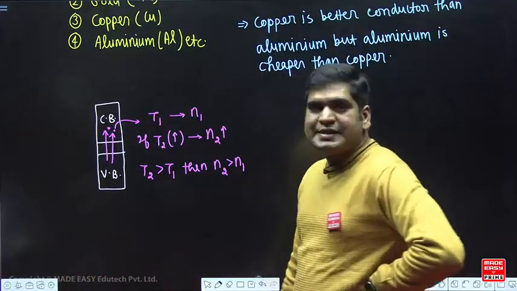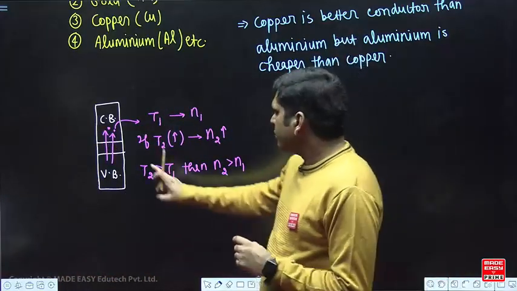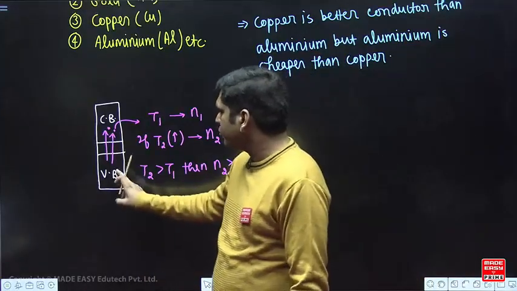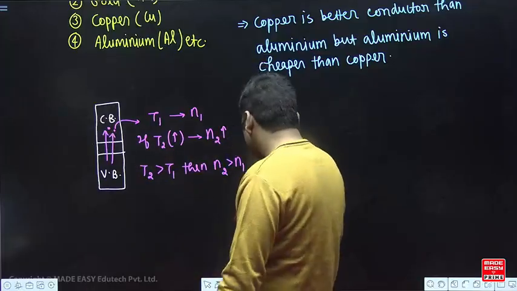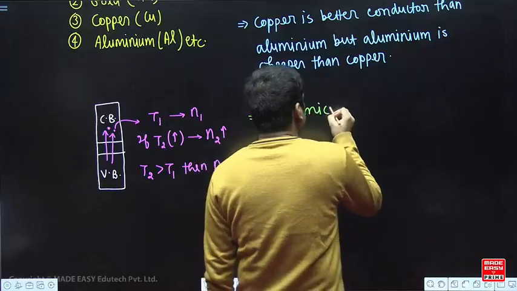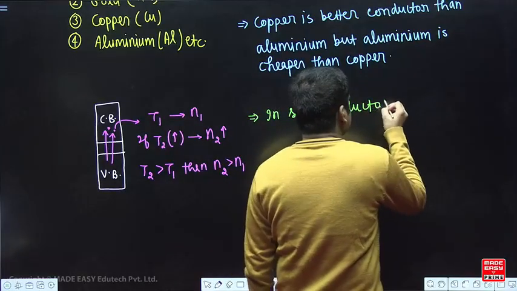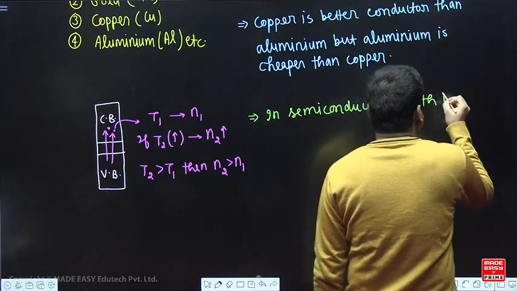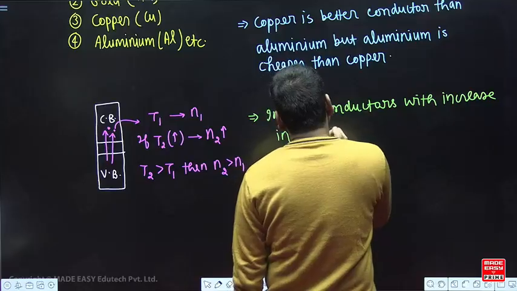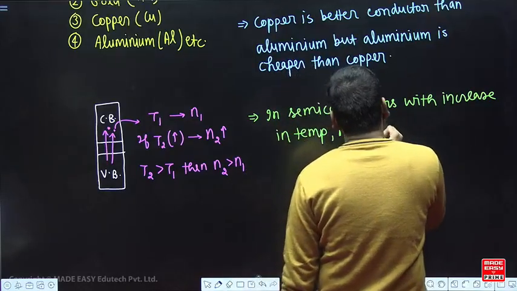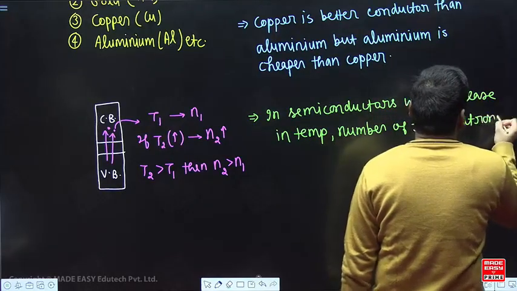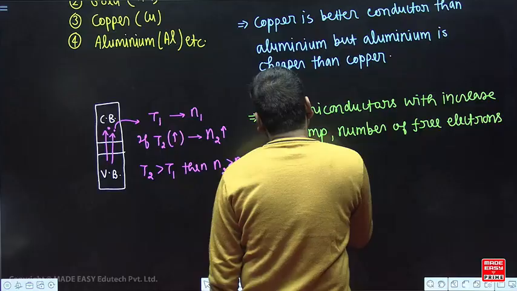So in semiconductors, because of the narrow band gap, when we increase the temperature, the number of free electrons increases, because some covalent bonds would be broken and electrons would reach the conduction band. So you can write: in semiconductors, with increase in temperature, the number of free electrons increases. Which electrons are free electrons? The electrons which are in the conduction band.